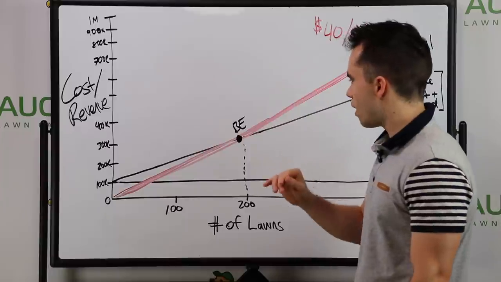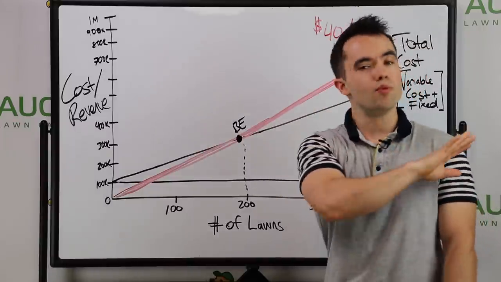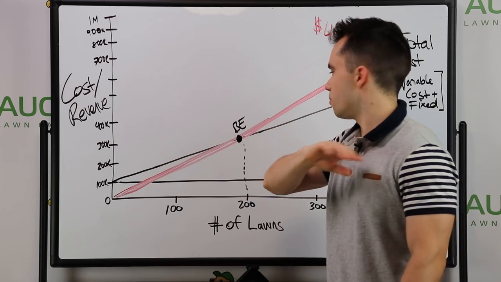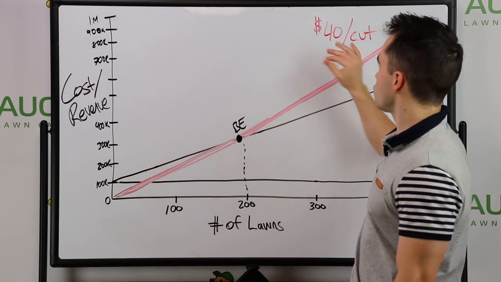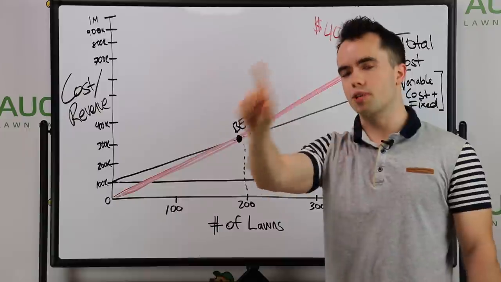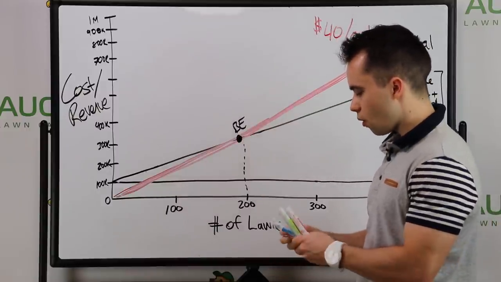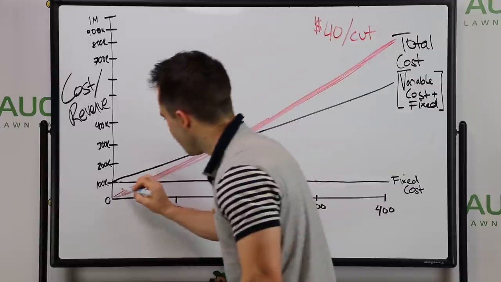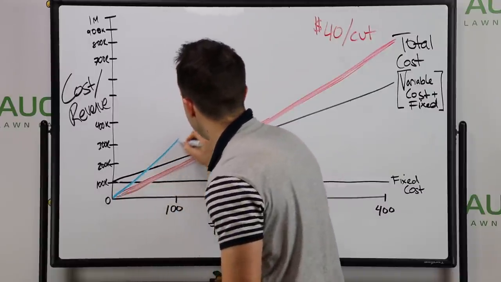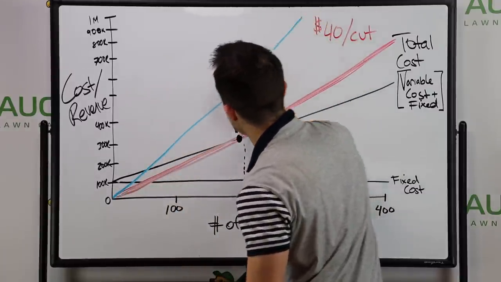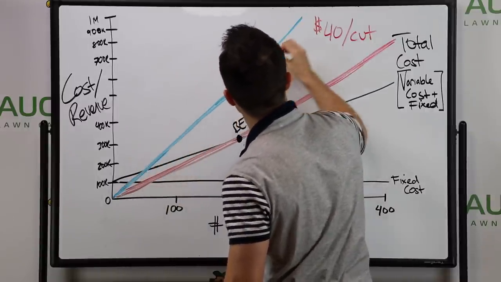Now, I want to go, what happens if we change the average price of the cut? We keep everything the same. We keep our wages the same, we keep our fixed costs the same, everything the same, but instead of charging $40 for the cut, we have a premium price product and we're going to charge the customer $50. Well, what that does, I'm going to use the blue here, is it increases the scale of this line here. So now, with this blue line, this is going to be at $50 per cut.